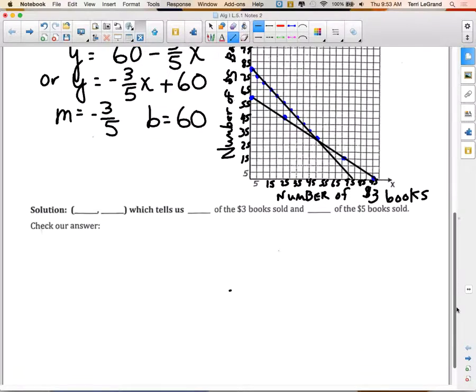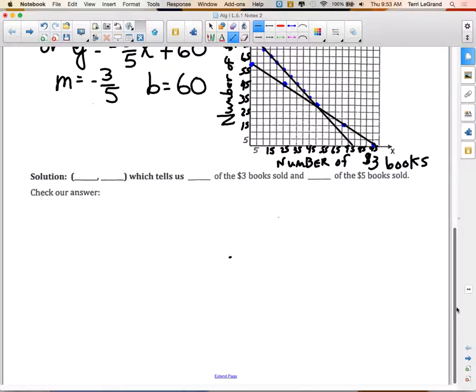Okay, here I give you a spot where we can say our solution. So what is our ordered pair solution? Where are they? What's the ordered pair name where they are intersecting? What is it? 50, 30? Okay. Everybody agree? 50, 30? Yes. So that tells us what? How many of the $3 books were sold? 50. How many of the $5 books were sold? 30.